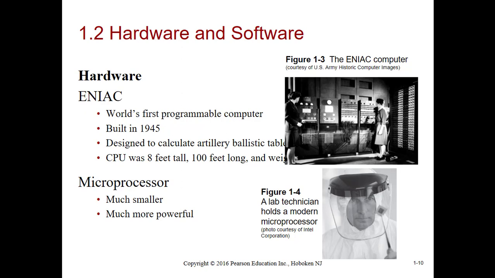Hardware history starts back in 1945 with the world's first programmable computer. You can see in figure 1-3 how big it is. Microprocessor, much smaller, much more powerful. Figure 1-4 shows a modern microprocessor.